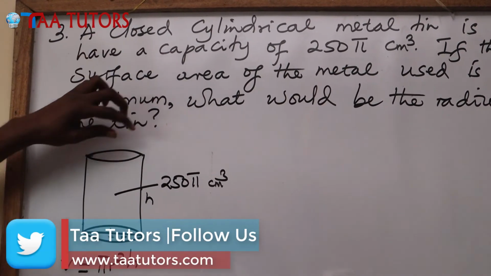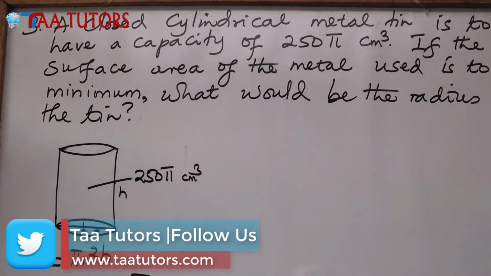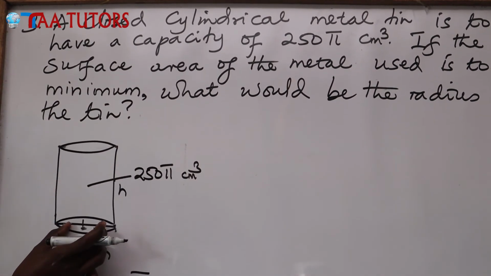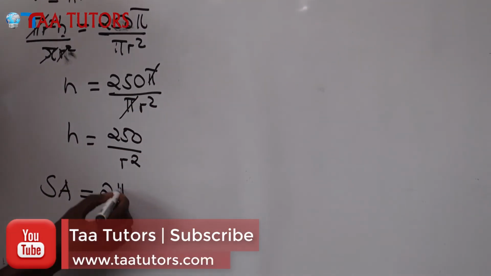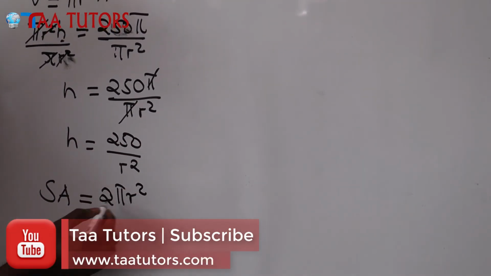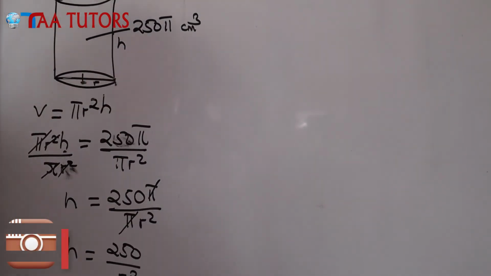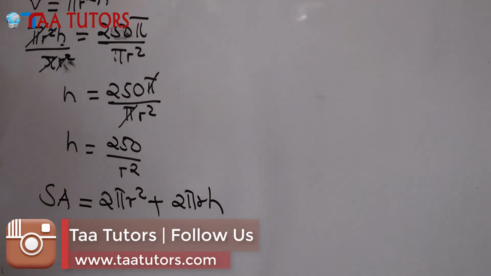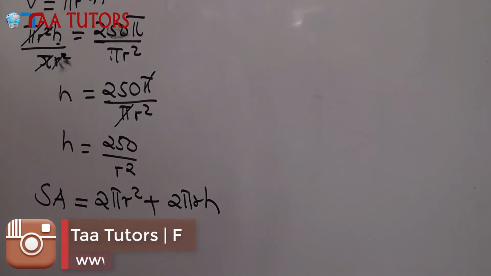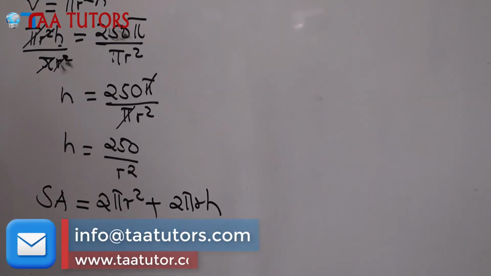So if it is closed, meaning this top circular part is there and this bottom circular part is there, it means that we're going to have pi r squared plus pi r squared. That is going to be 2 pi r squared for the top and the bottom, plus the curved surface. The curved surface will be 2 pi r h or pi d h. That's the curved surface area. So this is the total surface area of this particular cylinder.